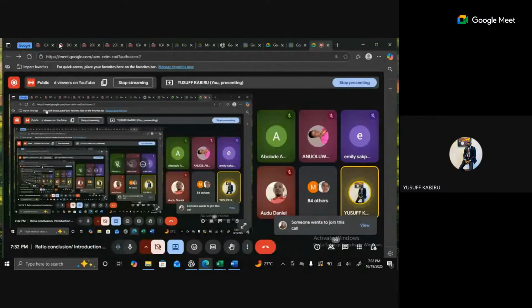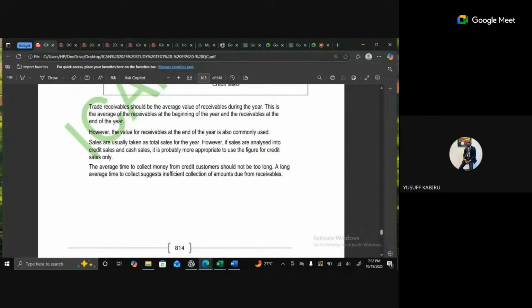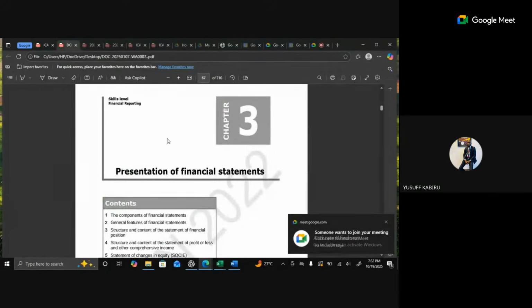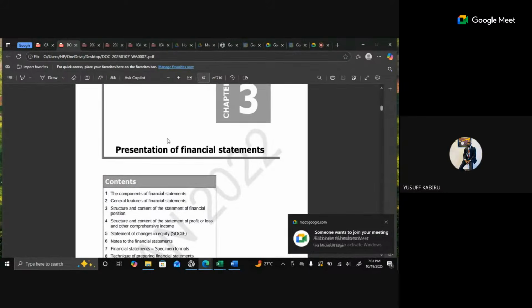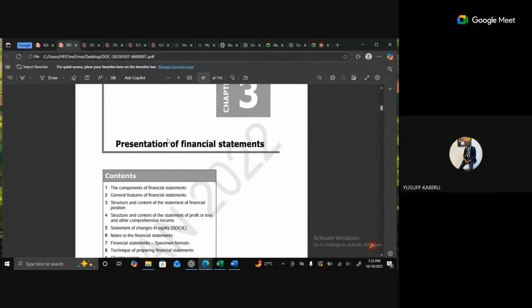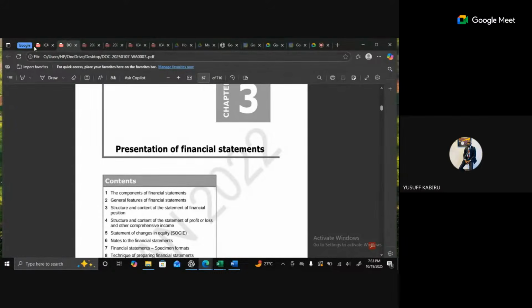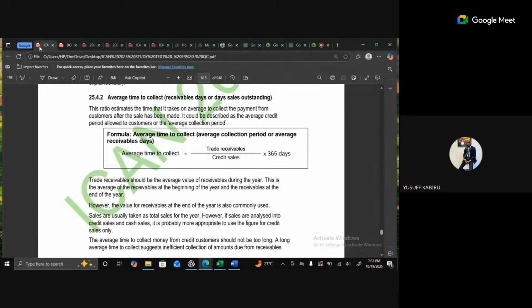We'll complete the ratio analysis. I think we stopped somewhere around here, after which we dive into introduction to financial statements, preparation or presentation. So that's basically what we'll be doing today. So for the ratio, we'd only look at one question, right? We'll look at it together and work it out together.